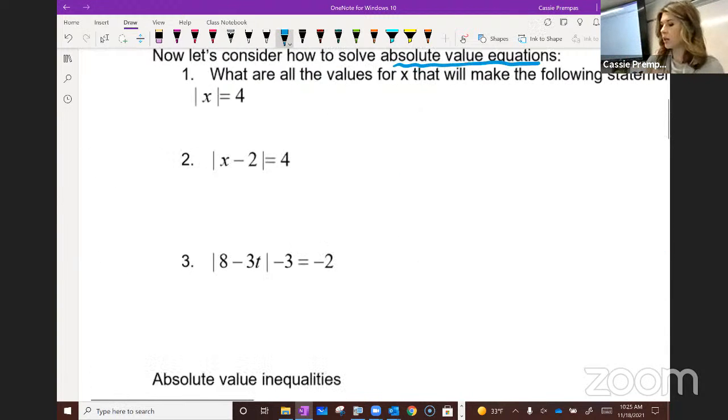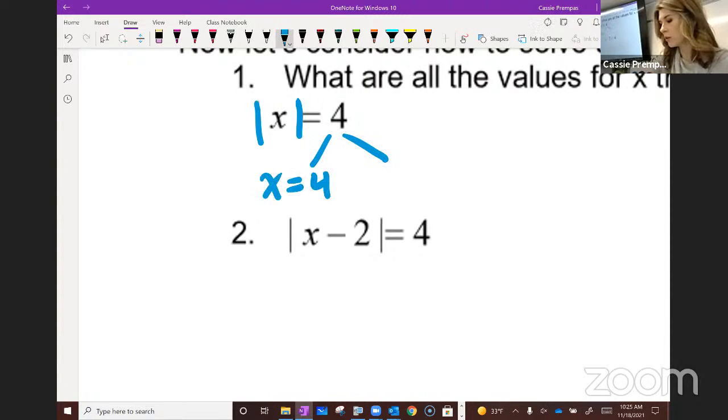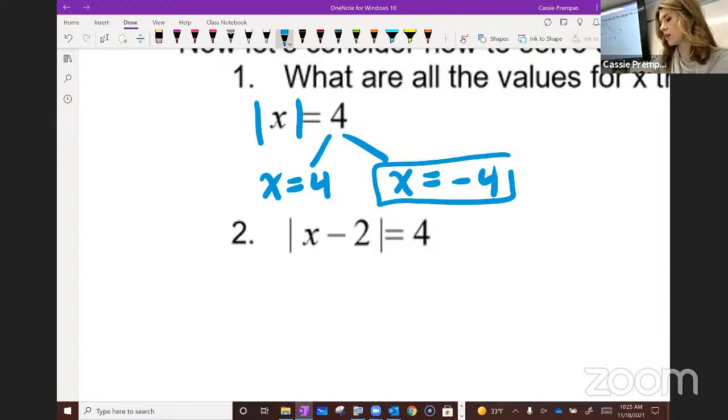So let's go ahead and take a look at number 1. The absolute value is already by itself. So to solve for x, I would set up the two situations. X could equal 4, or what else could x equal? -4. And so those are our answers. X equals 4, x equals -4.